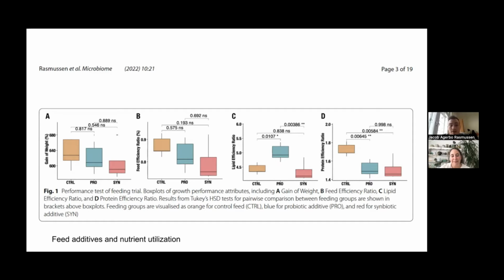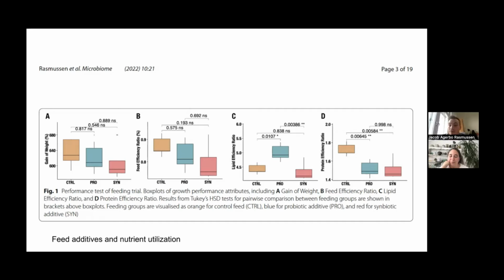So in this case, we did these 4 measurements of gain of weight, feed efficiency, lipid efficiency, and protein efficiency. Right, and there were differences with the different diets? Yeah. In general, we didn't see huge differences in gain of weight, and that's quite common, actually. But there was a trend that the control in this study did insignificantly better, you would say, in a scientific way, right? But there's a trend.